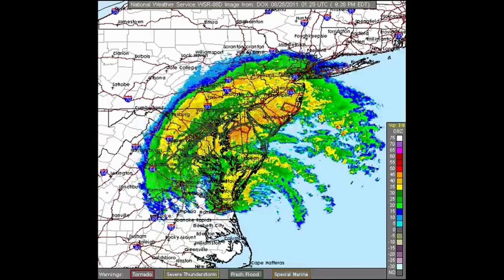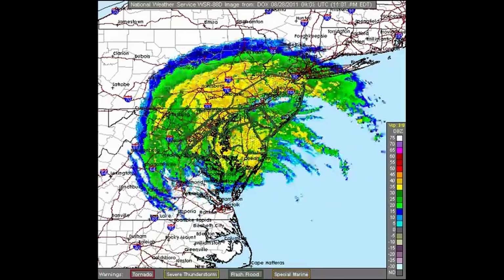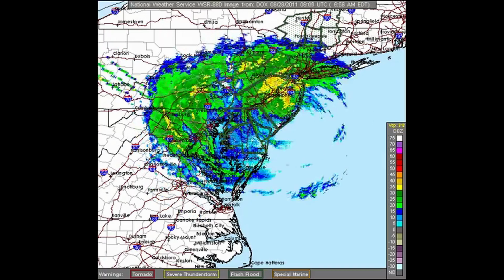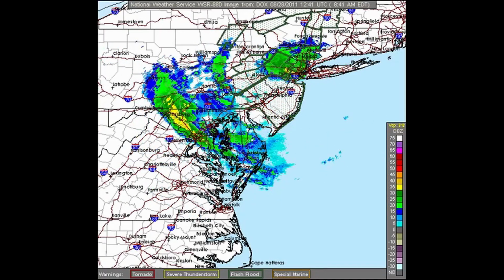400 millimeters alone were recorded in one area of North Carolina. That's 15 inches of rain. Other areas of the Northeast along Irene's path saw up to 250 millimeters, or close to 10 inches.